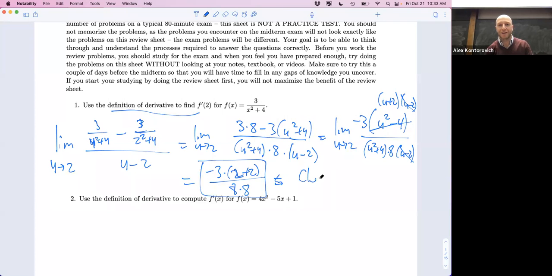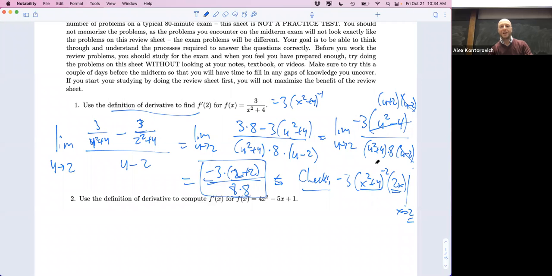So if we check our work, the derivative, this is 3 times (x squared plus 4) to the -1. So I get -3 times (x squared plus 4) to the -2 times chain rule 2x. And I'm evaluating this at x equals 2. Do I see all the components? I see a -3. I see a 2x. When x is 2, that's 4. That's my 4 in the numerator. And I see an 8 squared in the denominator.